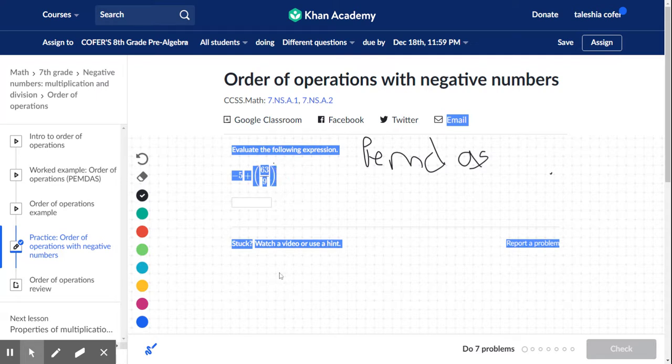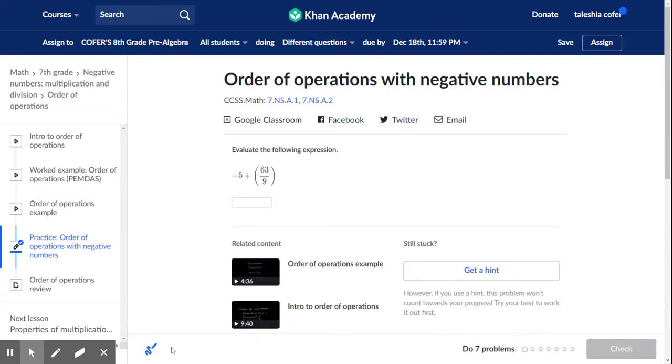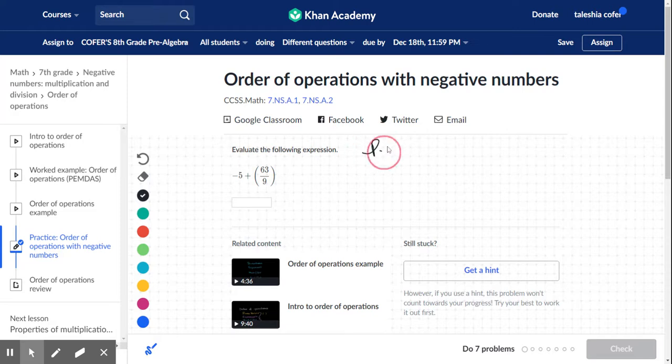I have parentheses here. Why is this looking all weird? Let's see. Whoa, wasn't trying to use a hint. What's going on here?